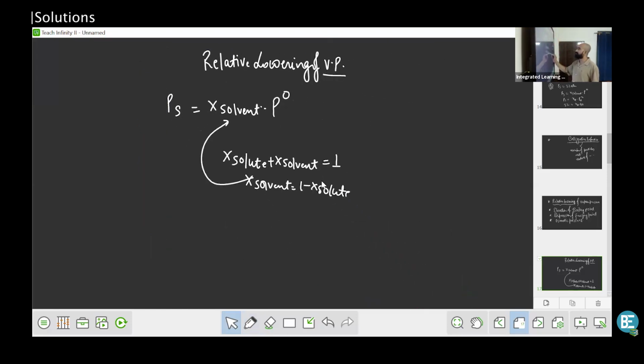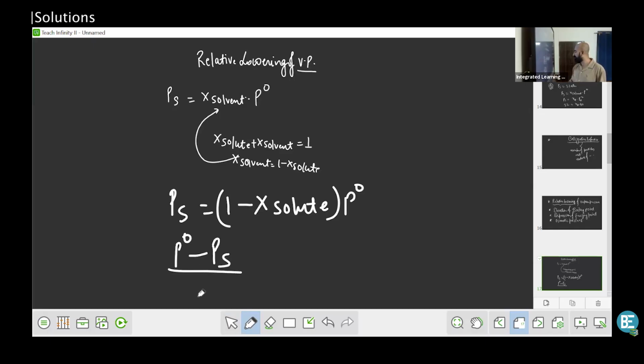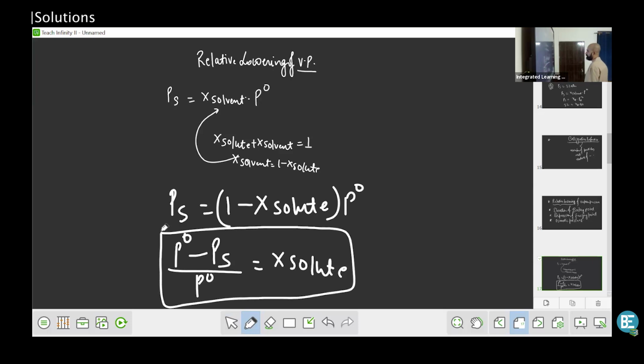You will have to put in a little effort. PS is equal to 1 minus X solute into P naught. So solve it. I am telling you, P naught minus PS upon P naught is equal to X solute. This is what you will get. See if you are able to do this. After solving this, you will get this value. Those who are able to do that, raise your hand.